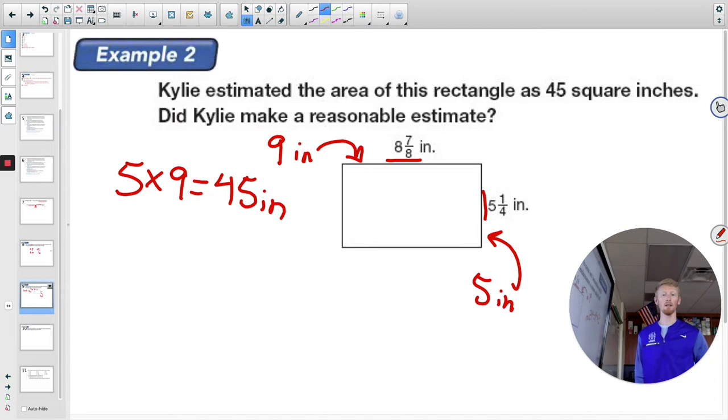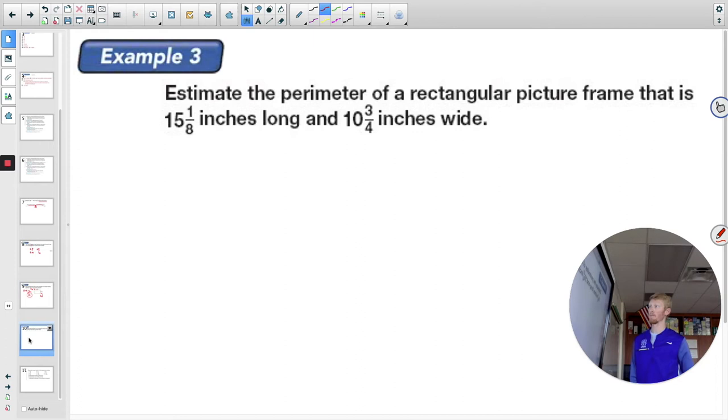All right, last example here. Estimate the perimeter of a rectangular picture frame that is 15 1/8 inches long and 10 3/4 inches wide. You can go ahead and try this one on your own as well.